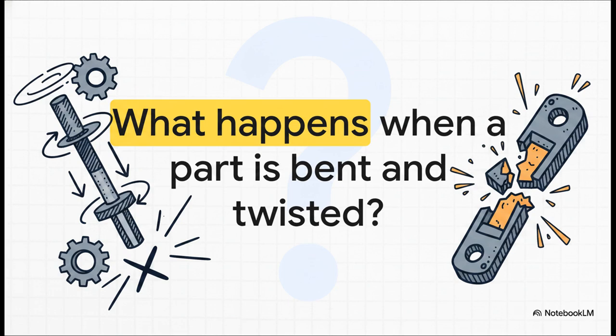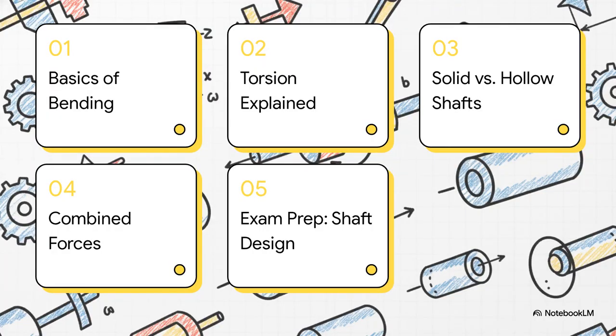So, what actually happens when a machine part is bent and twisted at the exact same time? It's a super relatable engineering dilemma, right? In a perfect, theoretical textbook world, a machine part might only experience one type of force. But in the messy real world, a spinning shaft in a gearbox is being pushed down by the heavy weight of the gears, that's bending, while simultaneously being violently twisted by the motor to generate power, and that's torsion. If we don't calculate for both of those forces at the same time, we're literally looking at real-world catastrophic machine failures. No pressure, right?